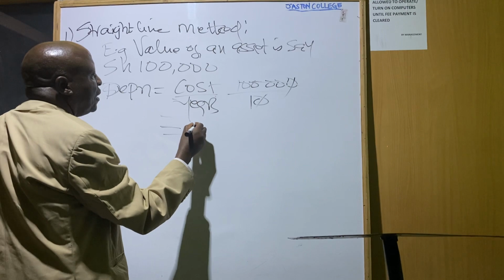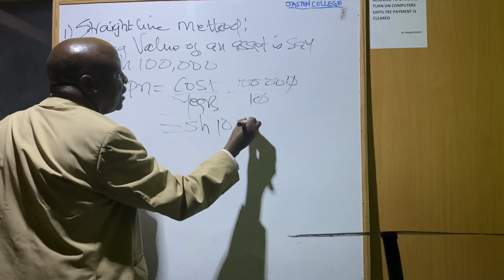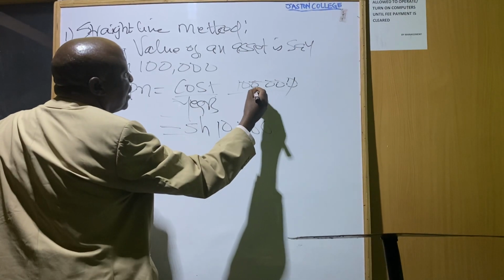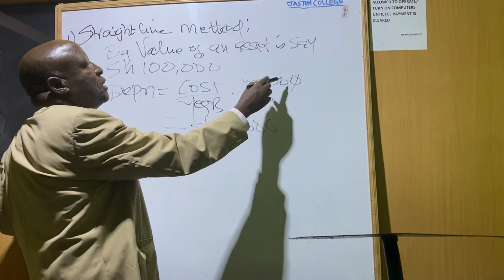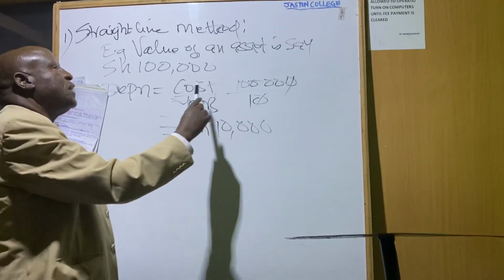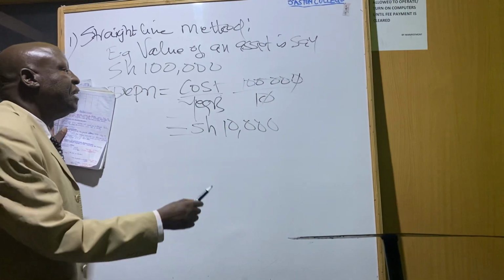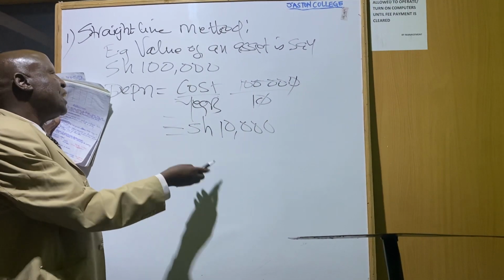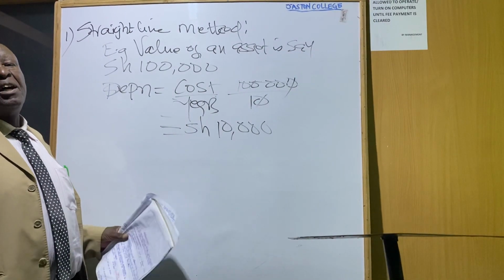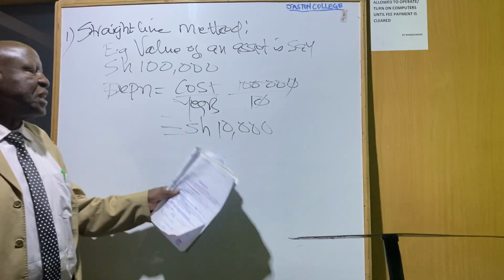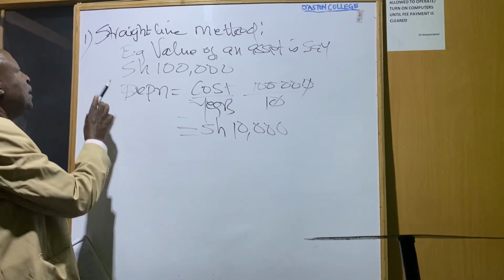Depreciation will be worth 10,000 shillings, because the cost is 100,000 and the number of years it will take is 10 years. So if we divide by 10, then every year depreciation will be 10,000 shillings. That is by the straight line method.